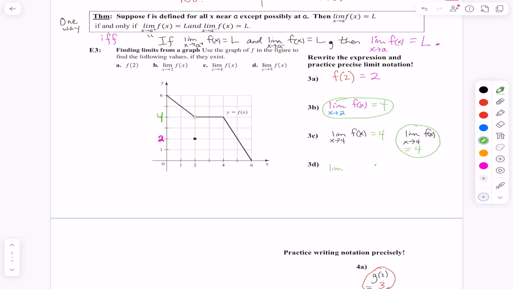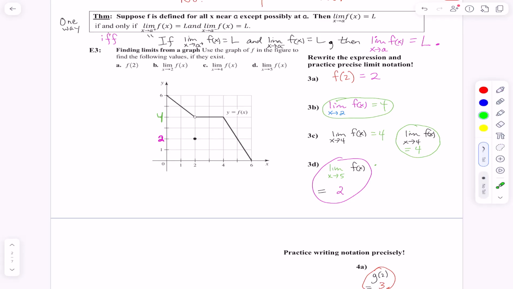Let's look at the limit as x approaches 5 from both sides. Where do the corresponding f of x values go? The corresponding f of x values are going to 2. Okay, the corresponding f of x values are going to 2, and that's what we do. We just write that 2 there.